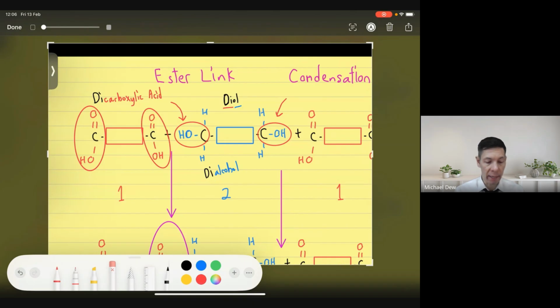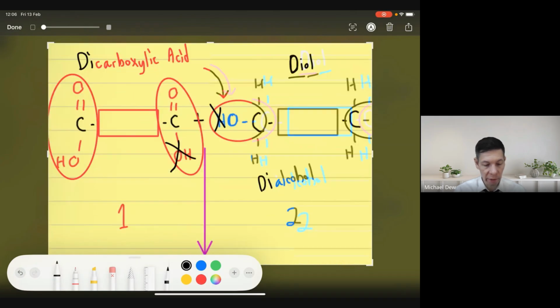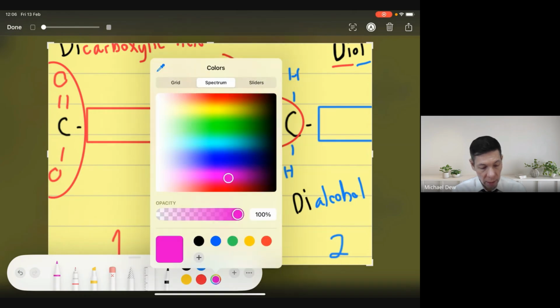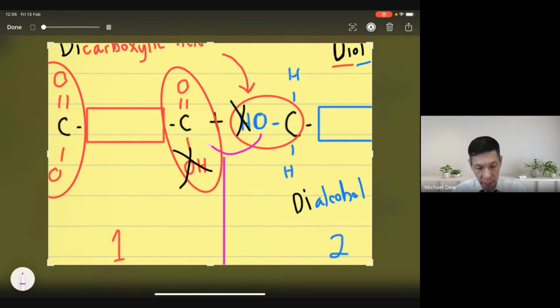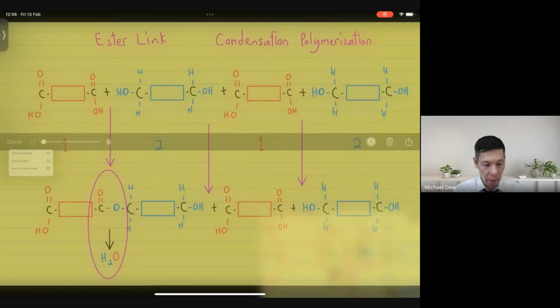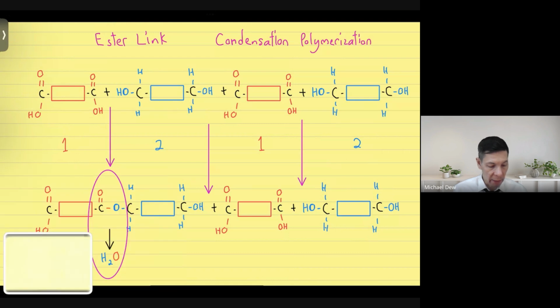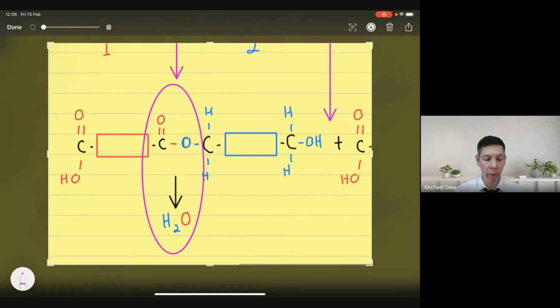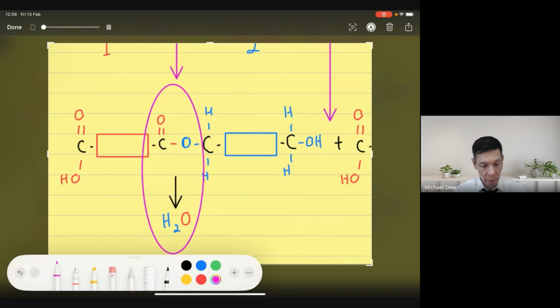Okay, so we talked about the ester losing the OH and the alcohol losing the H here. So I just crossed them out with a black X, and they're going to connect. So what connects, again, is going to be the oxygen here will connect to that carbon, and that's going to create an ester link. Okay, so if we look right here, we can see that I've denoted that in this purple oval at the bottom. We have the ester, okay?